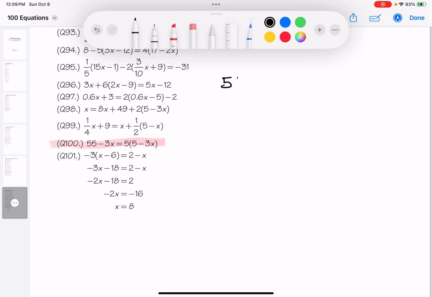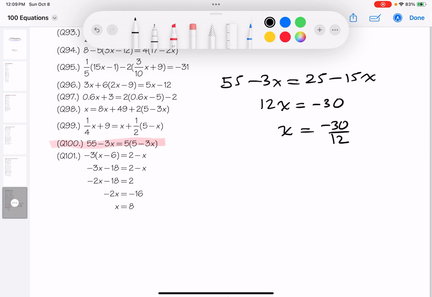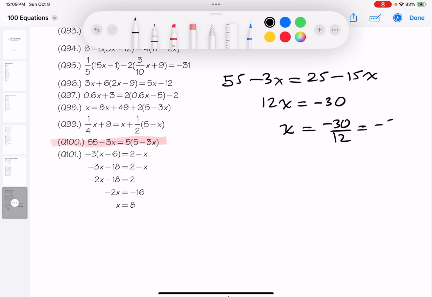55 minus 3x, 25 minus 15x. I am going to add 15x to both sides. You would get 12x. And I'm going to subtract 55 from both sides. And you're going to get minus 30. I'm going to divide both sides by 12. And what do you get? Minus 30 over 12. I'm going to reduce that by dividing top and bottom by 6. You get minus 5 over 2.